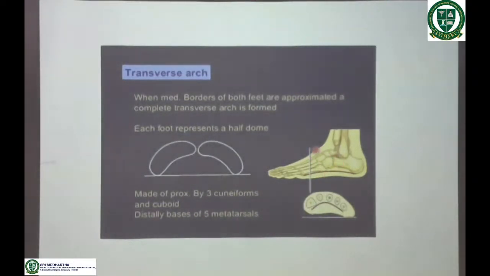Transverse arch gets completed only when the opposite foot meets together. Here in one foot you can see only this medial aspect is not touching the ground, so it is like a half dome shape. It gets completed only when the opposite foot meets together, at the level of the base of the metatarsals and the cuneiform and the cuboid bones. Deep to that, we get the transverse arch.